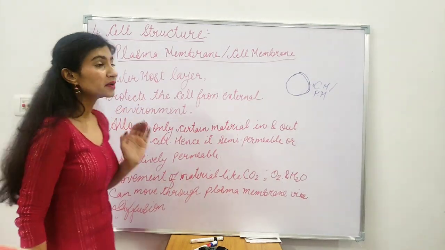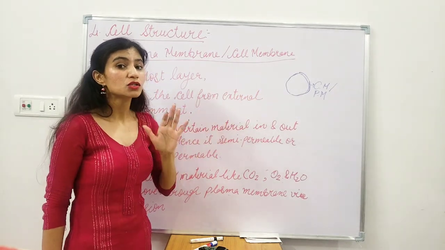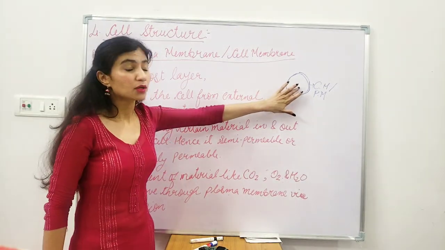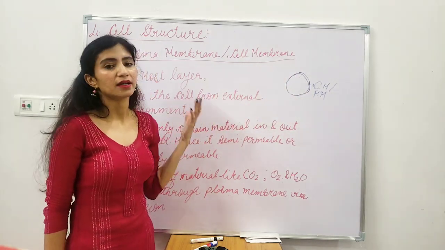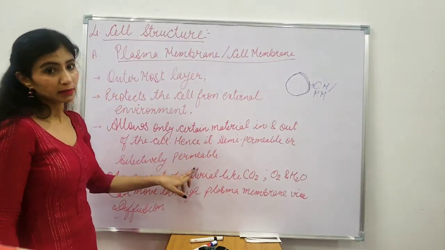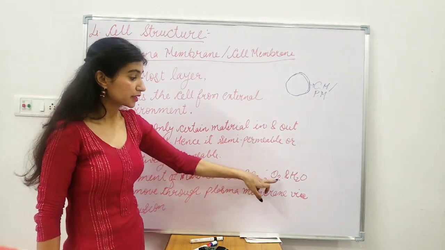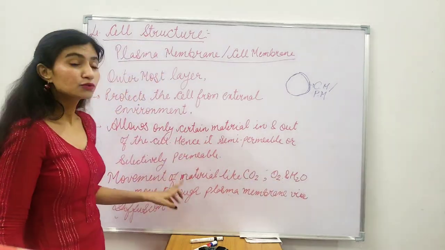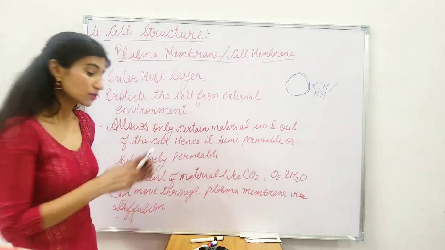Next, there are certain materials that can move inside and outside the cell, but that movement is also restricted according to their concentration. Because it only allows the movement of selective materials in and out, it has a unique property: it is a semi-permeable or selectively permeable membrane. Materials like carbon dioxide, CO2, oxygen, O2, and water, H2O, can move through the plasma membrane only via diffusion. So this is what we have discussed so far.